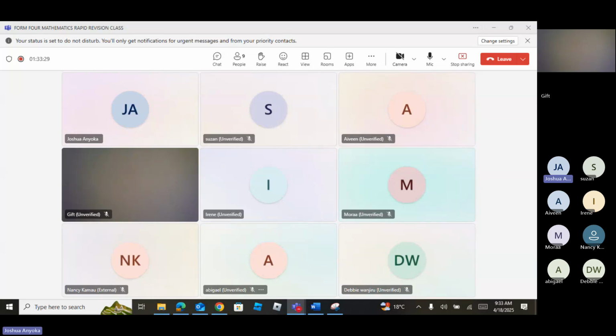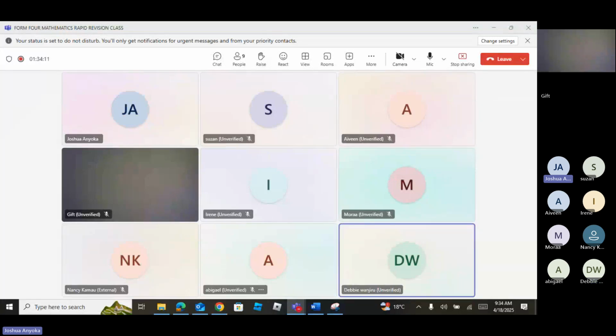Irene, what do you have? 5. I can see somebody, Nancy Kamau. What do you have? 5. Yes. Debbie, what do you have? I found the value of x as 35. We have a variety of answers.